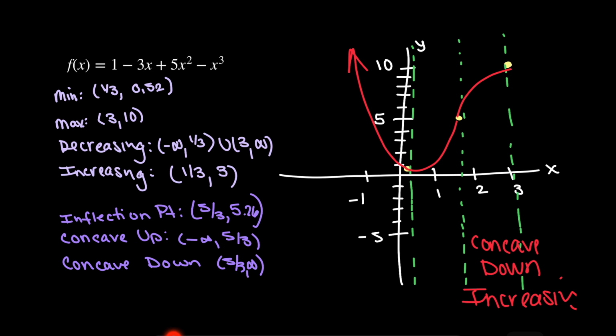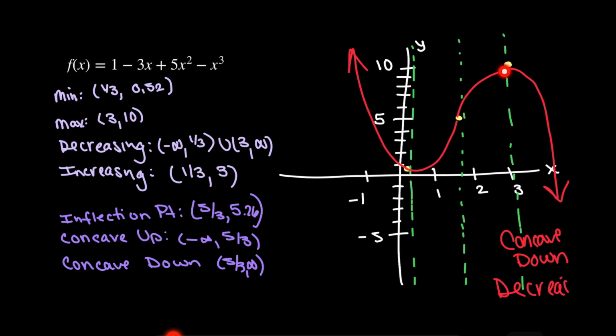And then finally on the right side, once I'm at x values that are bigger than 3, now we are decreasing again, and we're still going to be concave down. So I have drawn something that's decreasing and concave down. And there's a really nice sketch of this polynomial that does include all of those important features.